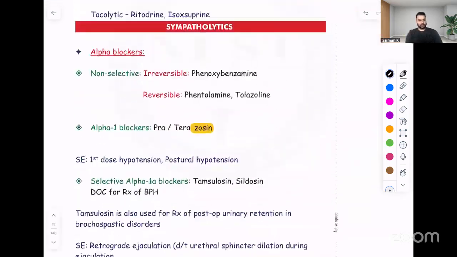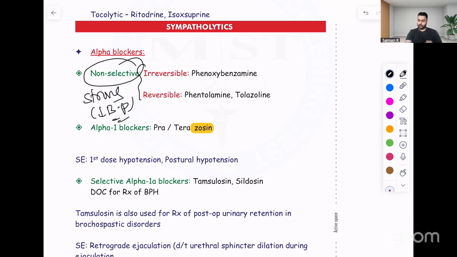Now, again, a high yield topic, sympatholytics, meaning alpha blockers and beta blockers. Now, there are different generations of alpha blockers. I'm just going to tell you the essence of this. The non-selective alpha blockers are very strong drugs to decrease BP. They strongly decrease BP. Since they strongly decrease BP, they should only be used in very severe hypertensions.